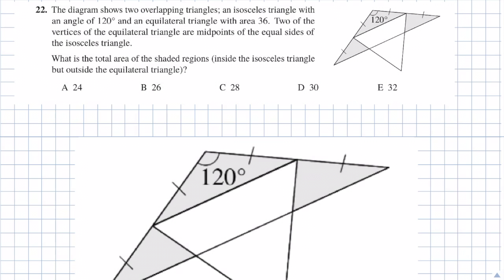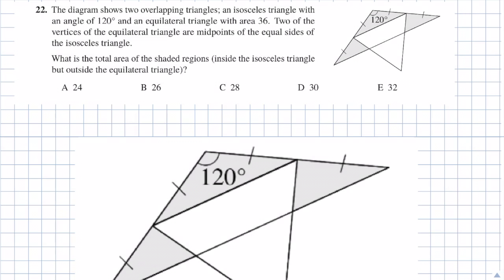Question 22. The diagram shows two overlapping triangles, an isosceles triangle with an angle of 120 degrees, and an equilateral triangle with an area of 36. Two of the vertices of the equilateral triangle are midpoints of the equal sides of the isosceles triangle. What is the total area of the shaded region inside the isosceles triangle but outside the equilateral triangle? We got answers as A is 24, B is 26, C is 28, D is 30, and E is 32.